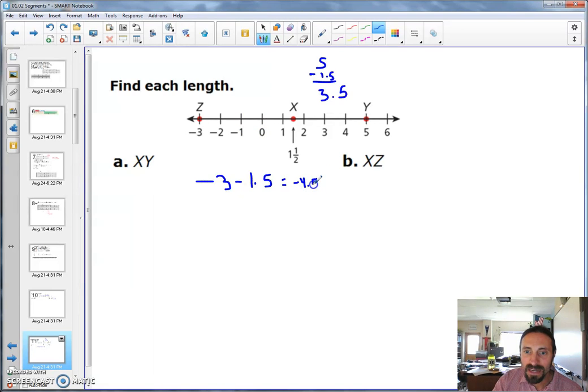But length cannot be negative. Length is always positive, which is why we take the absolute value. The absolute value of negative 4.5, of course, is 4.5, 4.5 units, whatever those units are.